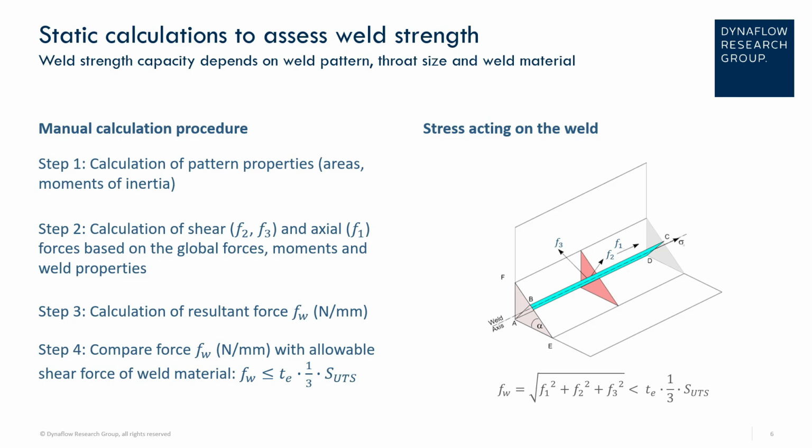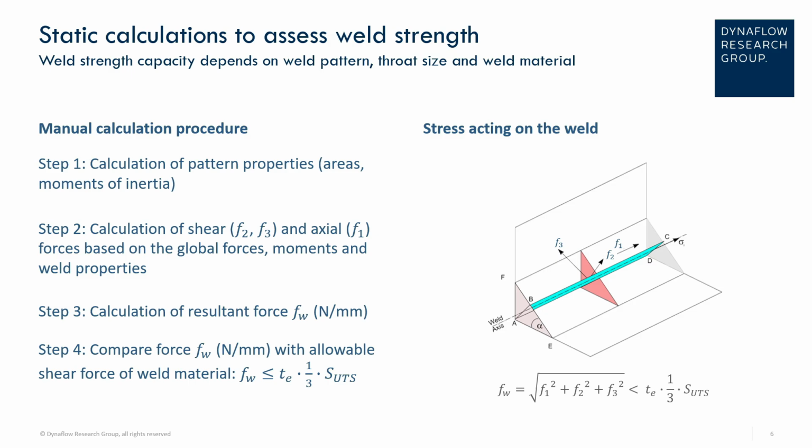Before moving over to fatigue, it is important to assess the static strength of the weld. The weld strength capacity depends on the weld pattern, throat size, and the weld material. The manual calculation procedure is as follows. Step 1 is the calculation of pattern properties, which are the areas and the moments of inertia.